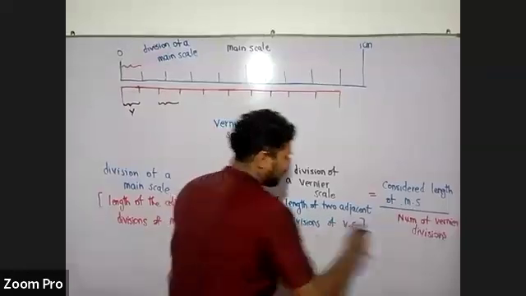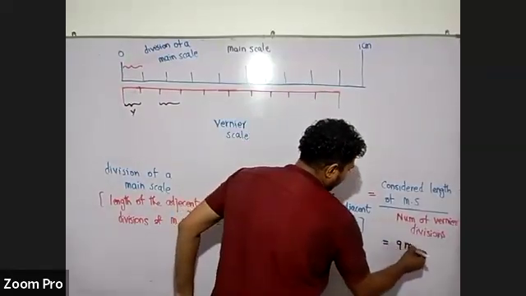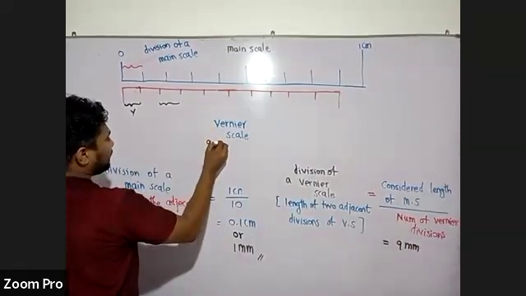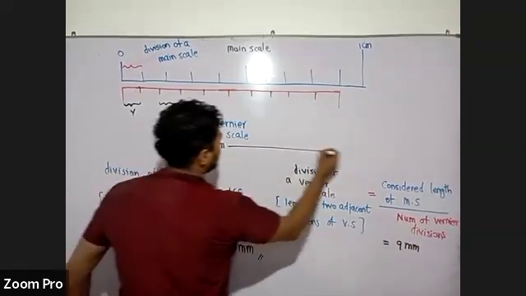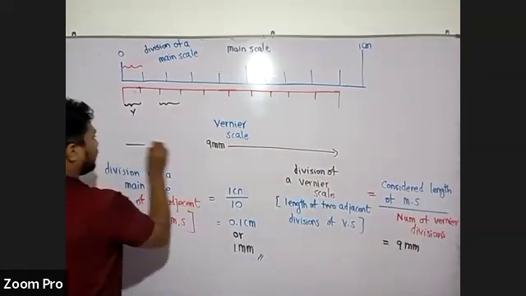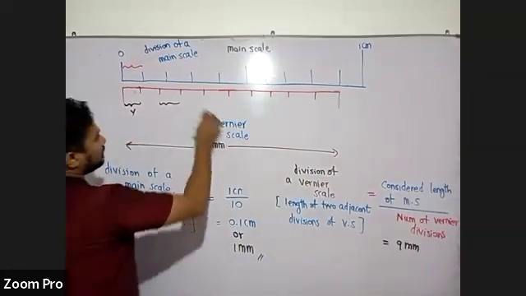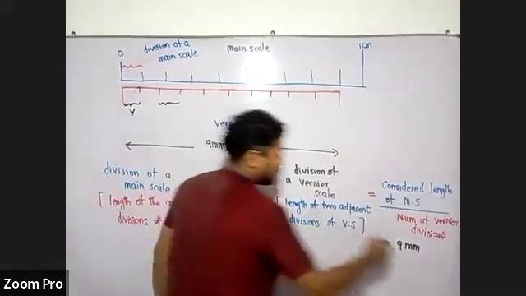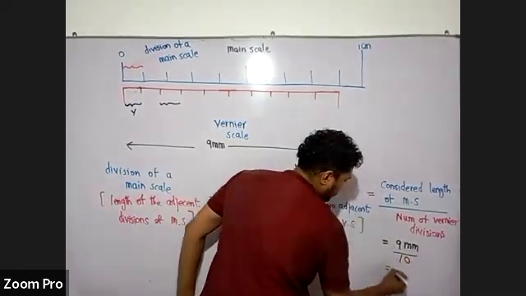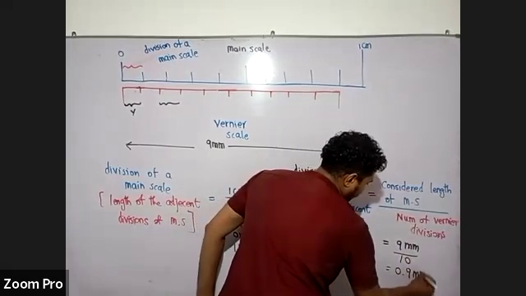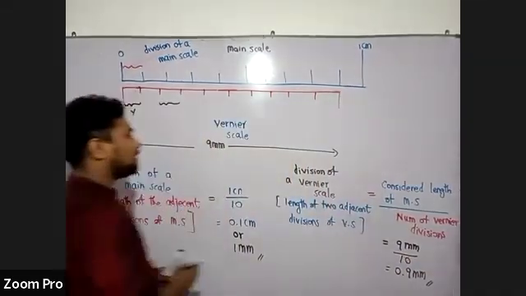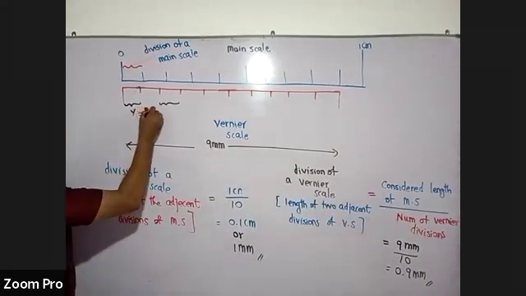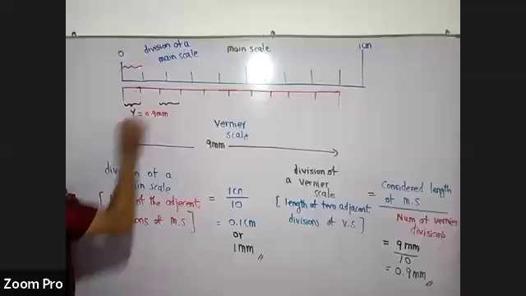So the considered length of main scale is equal to 9 millimeters, and this 9 millimeters is further divided into 10 divisions, right? And these 10 divisions can be considered as the vernier divisions. So the number of vernier divisions should be equal to 10. Hence the division of a vernier scale is equal to 0.9 millimeter, right?